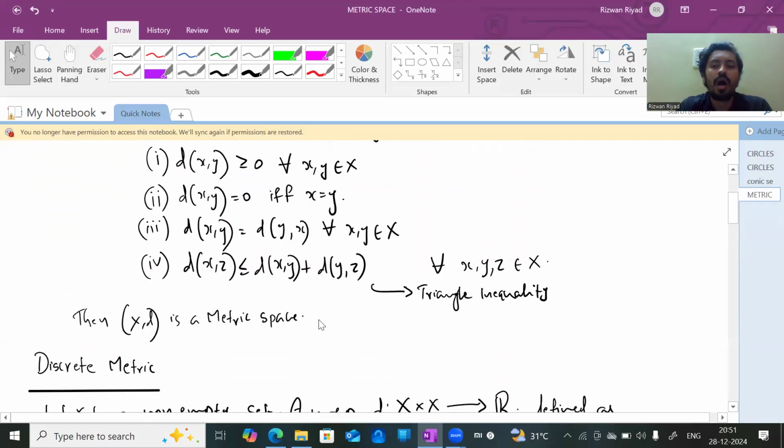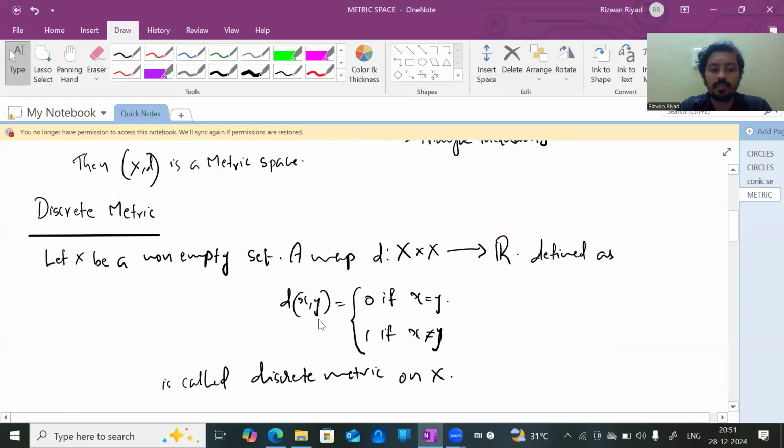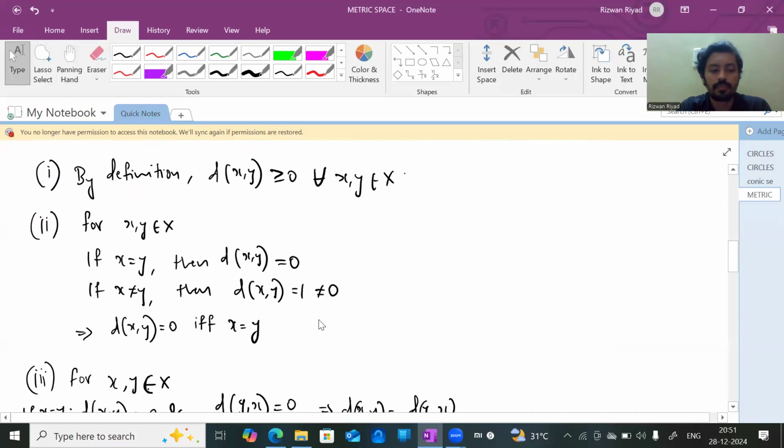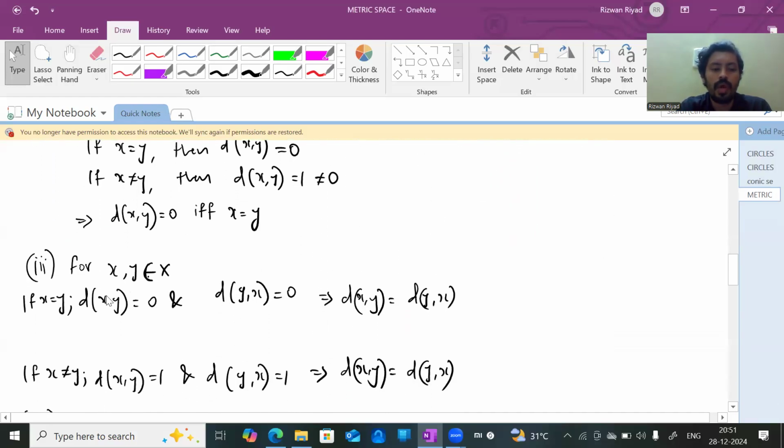Let's see how this condition is being satisfied here. For x, y belonging to X, okay, let's take any two x, y belonging to capital X. So here we have two possibilities. If you take any x and y from capital X, we have two possibilities for that. This is the first one: if x equal to y, that is, x and y are equal.